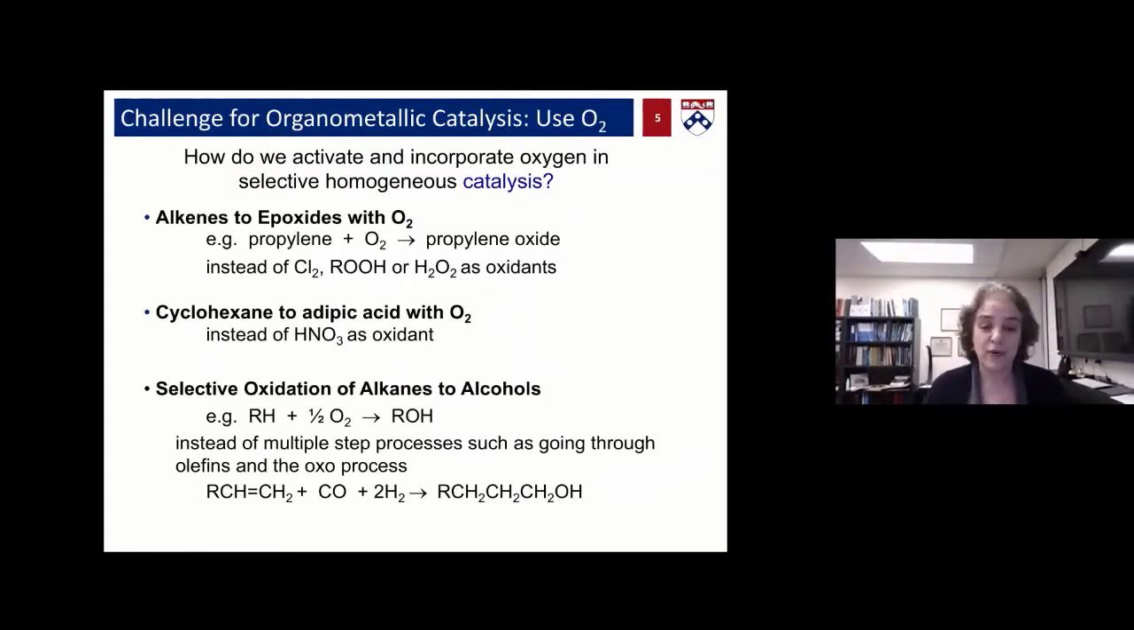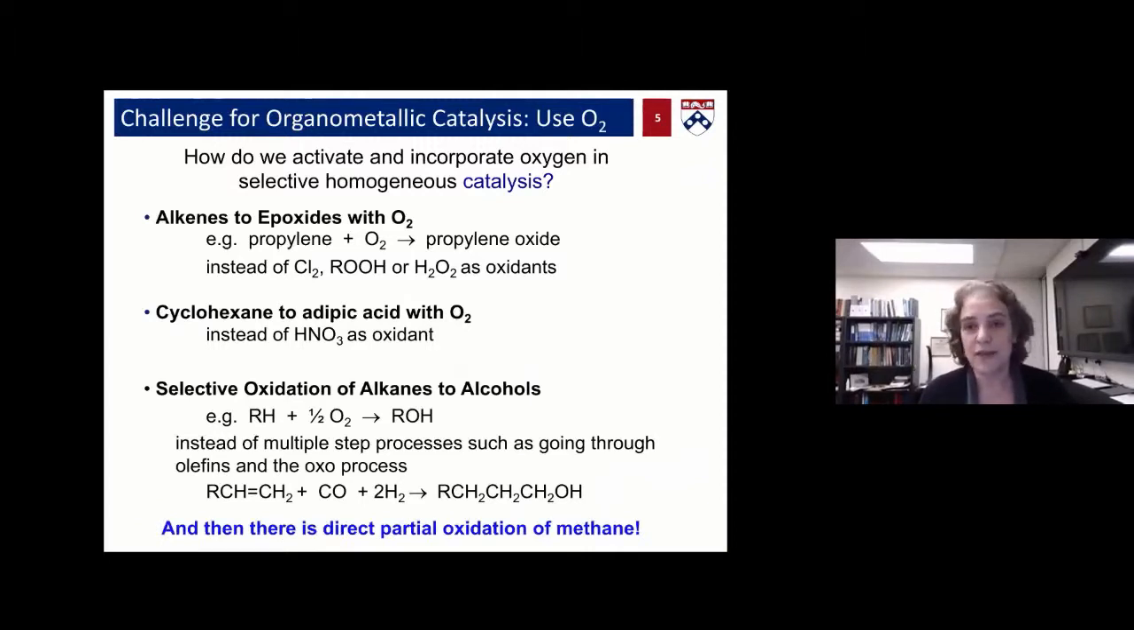So, for example, for a longer chain alkane alcohol, this would be instead of going through a multi-step process involving cracking it to get to the olefin and then hydroformylation and hydrogenation to get to the alcohol. Or you could even ask for short chain alkanes. There's so much shale gas available, methane. How can we do direct partial oxidation of methane?